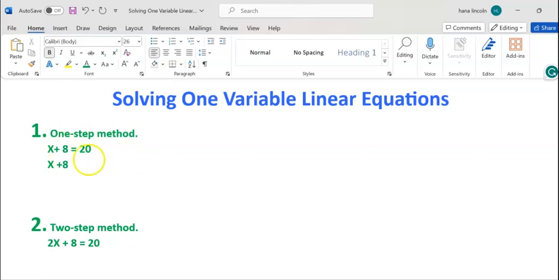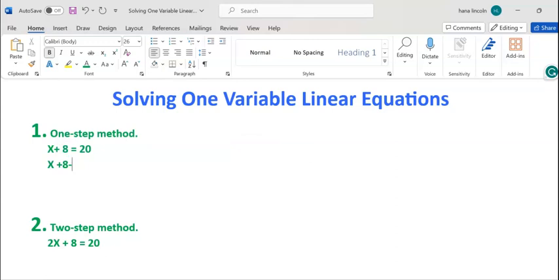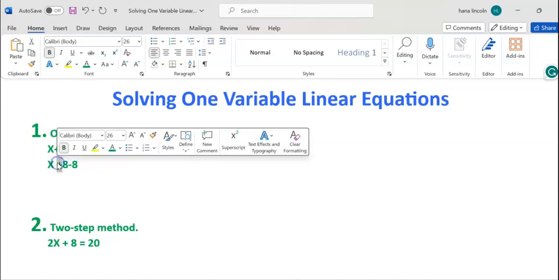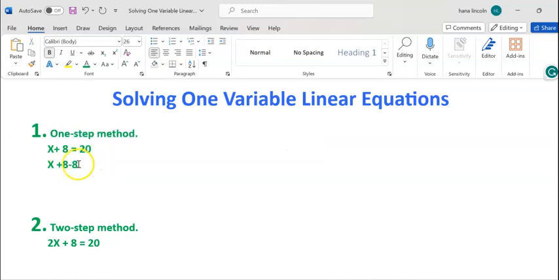To do so, first copy x, bring it down, and type in plus 8 again. Now we're going to look for the opposite of plus 8. The opposite of plus 8 is minus 8. Type 8 here again, but the sign should be opposite. The opposite of plus is minus, so that it can eliminate 8. Just type in the same equal sign. Now bring down 20 as well.